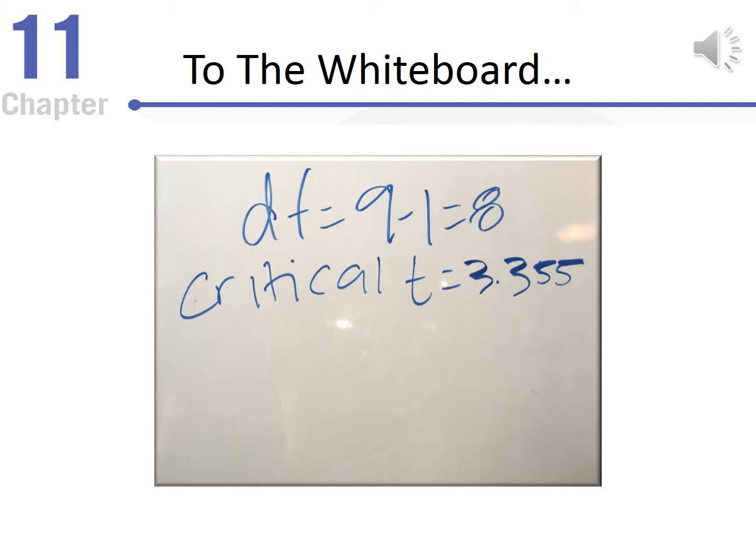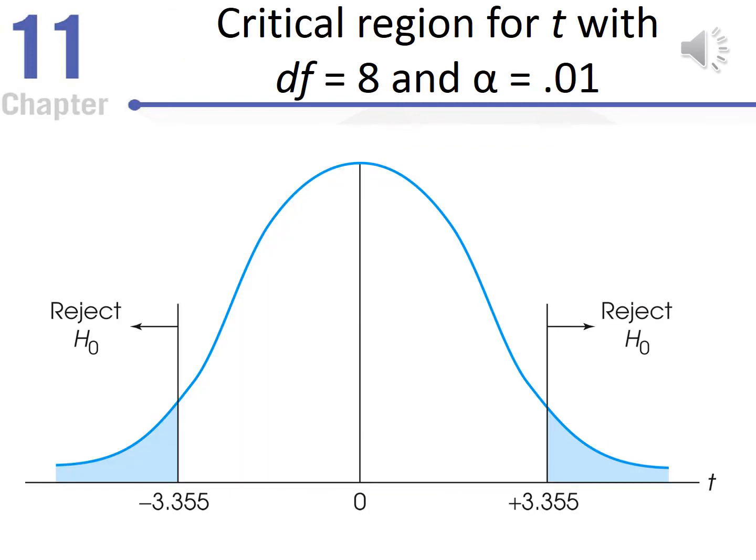So to get started with our hypothesis test, we need to calculate the degrees of freedom, which is of course n minus 1, giving us 8 degrees of freedom. And with an alpha level of 0.01, we can take this to our t-table and find the two-tailed critical value is 3.355. Here is what our distribution looks like with 8 degrees of freedom and an alpha level of 0.01.